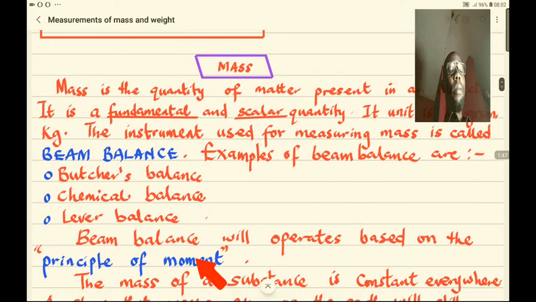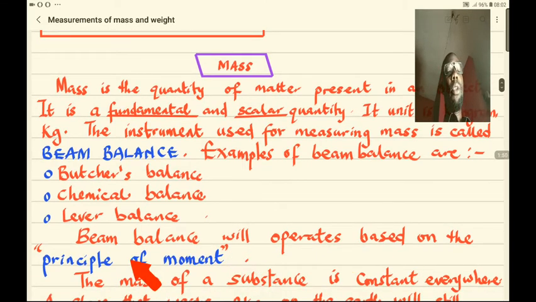Now the beam balance operates based on the principle of moment, which states that the clockwise moment is equal to the anticlockwise moment about the center of gravity, or the upward forces will be equal to the downward forces. That is the principle of moment. So the beam balance operates based on the principle of moment. Don't forget that it is the instrument we use for measuring mass.